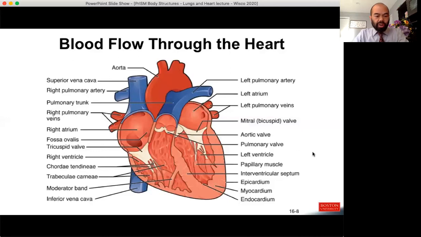Some other things to note is that the right ventricle wall is relatively thinner than the left ventricle wall, and that there's lots of reasons for that, which you'll go over in physiology.